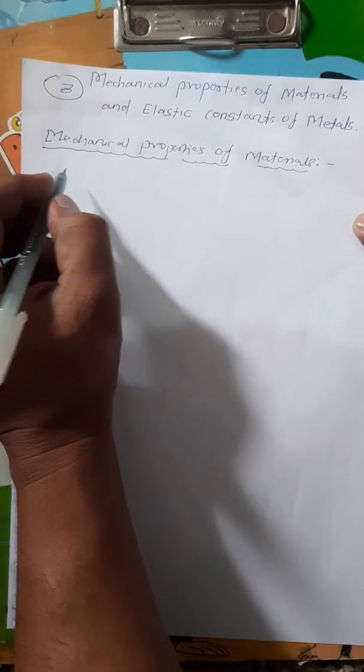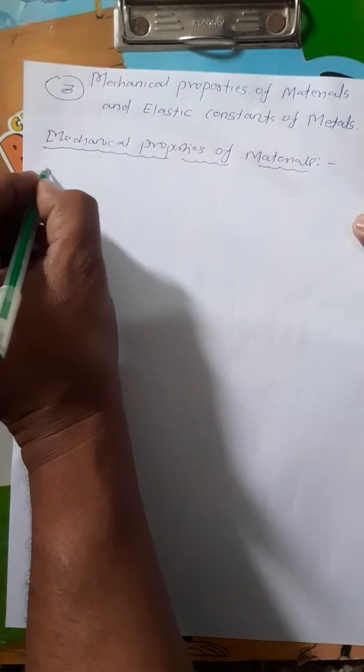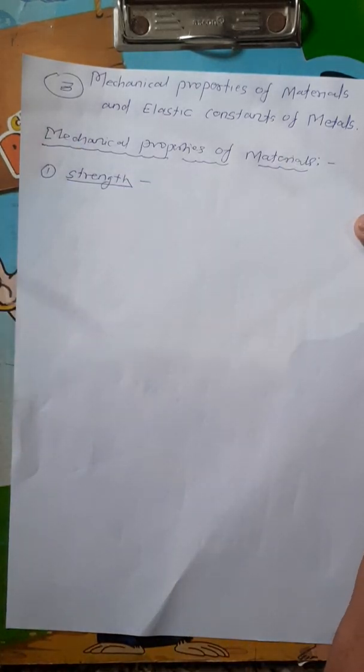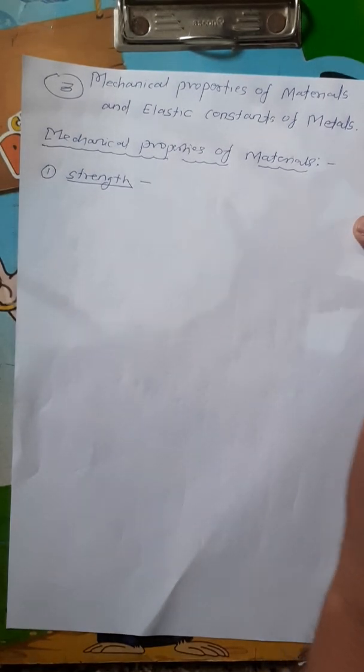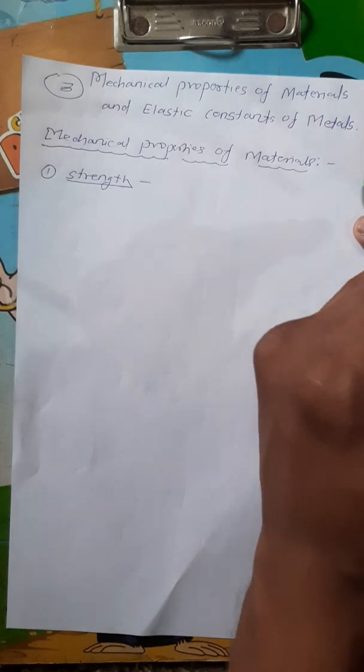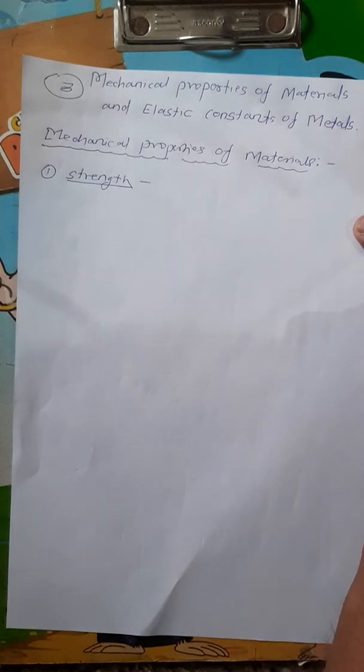So let's start. What are those mechanical properties? The first mechanical property is strength. So what does it do for that material, that part, that element in our machine? My dear students, strength is the ability of a material to sustain a load. It means the ability of a material to resist failure under the application of load. This is the main use of the strength property in our material.